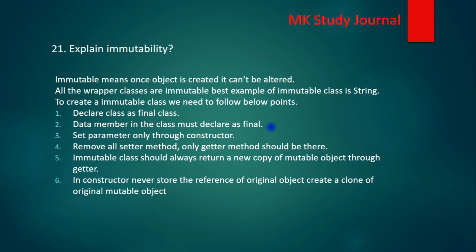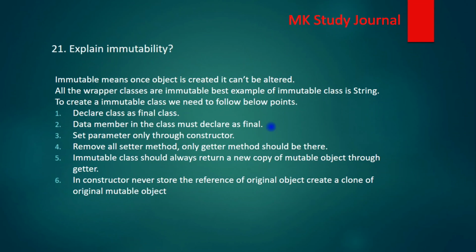Explain immutability. What is immutability? Immutable means that if we create an object of an immutable class, after creating that object it cannot be altered. That feature is called immutability. All the wrapper classes are immutable, and the best example of an immutable class is our String class, because if you create a String object, it cannot be altered after that. So how can we create an immutable class?